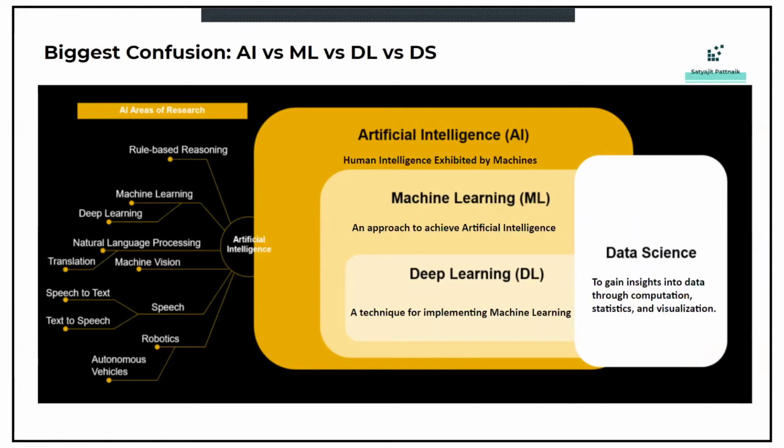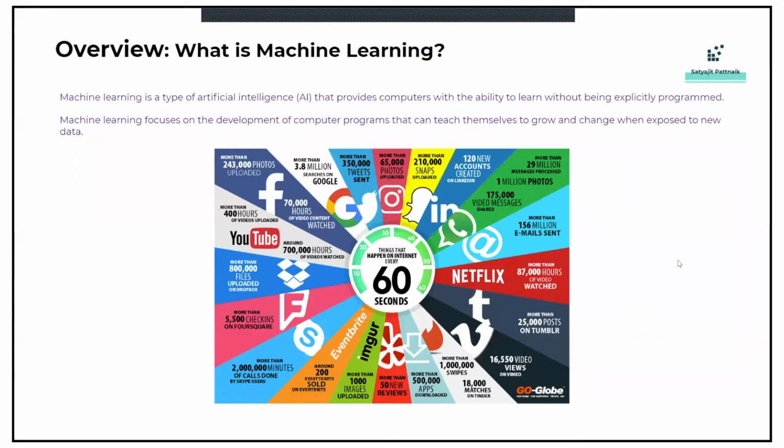Then comes your deep learning. Deep learning is also studied under ML. It's a further subset of ML. And data science, the study of data, building insights, gathering a collection of data, gathering of insights, all these kinds of tasks come under this particular data science topic. So in simple terms, study of data is going to be your data science. Okay, to gain insights into data through computation, statistics, and visualization. This is going to be your overview.